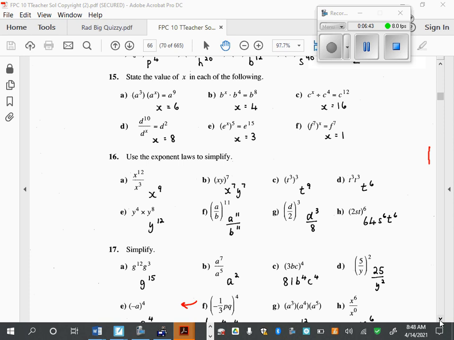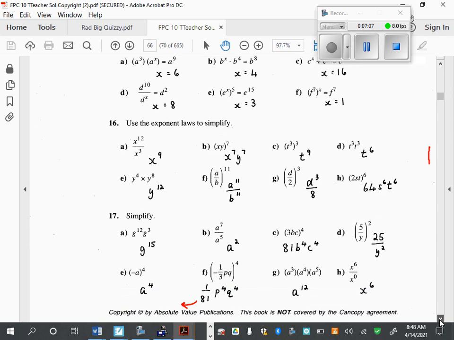D is what 10 subtract what number equals 2, and E is what number times 5 equals 15. So it's just applying exponent laws. Nothing too tricky. And then 19 isn't too tricky either, but you got to understand there is a trick to 19.